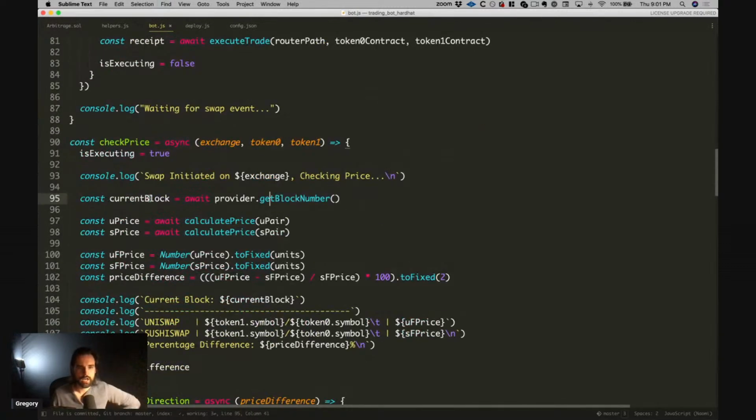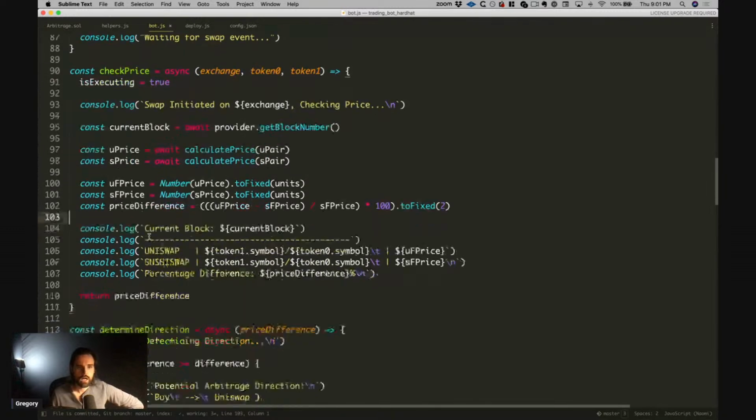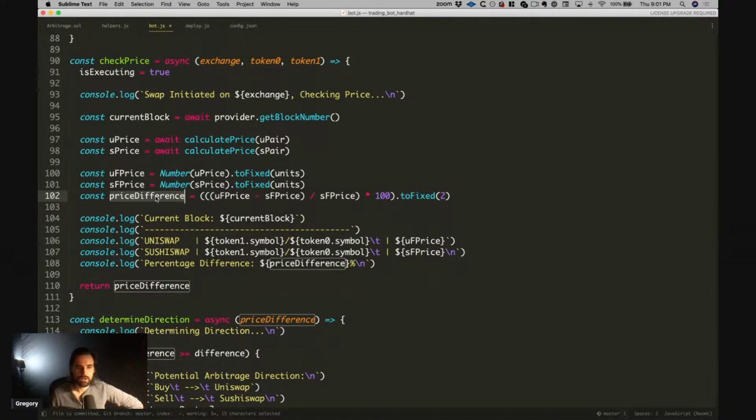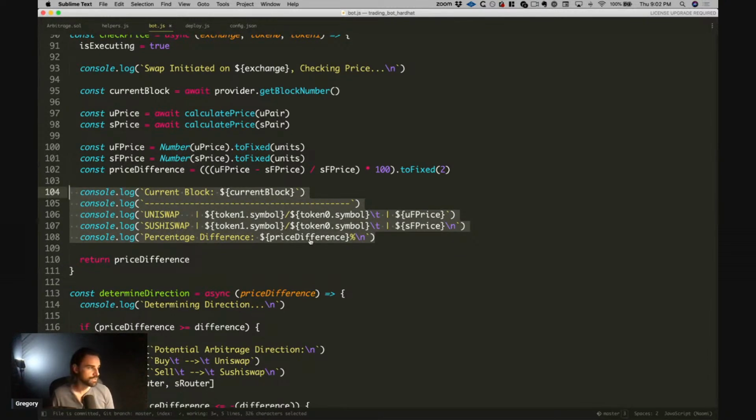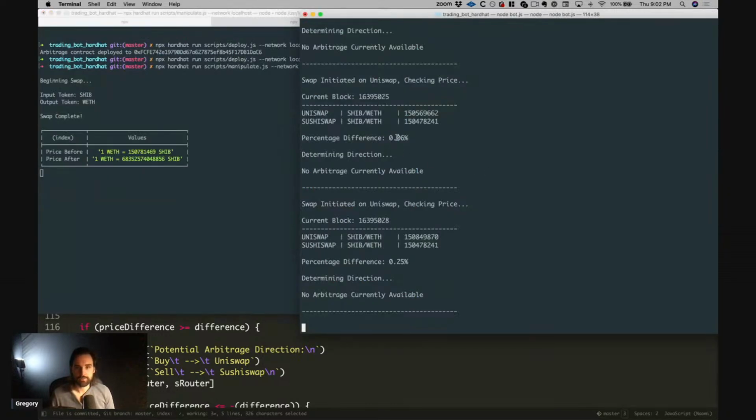So in check price, we calculate the price for each pool. We calculate the price difference, all right, to see if an arbitrage is actually profitable. You can see it logs this information out to here. Price difference is this in percent. You see that here. Price difference here is 0.06%. All right. Here is the price difference, 0.25%.